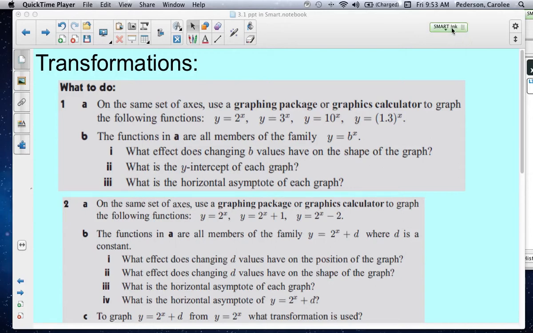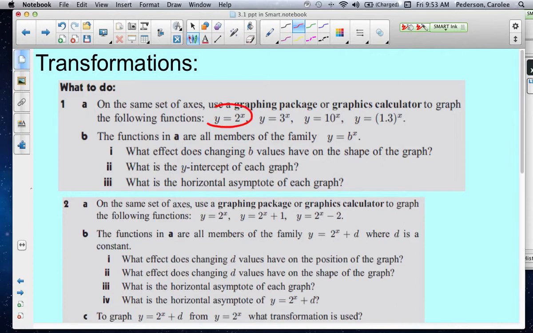This is 3.1, day 1, part 2. We're going to use a graphing calculator just to practice some of these questions and identify what happens with these transformations. So we're going to take the calculator out. Let's go ahead and graph the first function: y equals 2 to the x power.